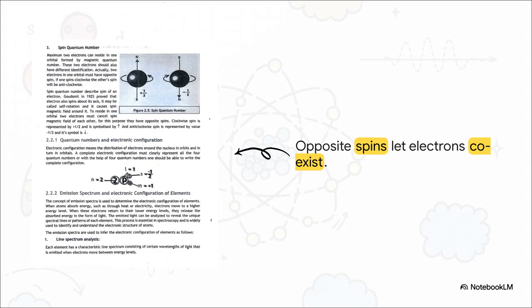Now let's look at the final piece of the address, the spin quantum number. This answers a really big question. How can two electrons share the exact same room without canceling each other out? Well, they do it by simply spinning in opposite directions. Back in 1925, scientists proved that electrons actually spin on their own axis, and that creates a tiny magnetic field. Because electrons are negatively charged, putting two of them in the same orbital should mean they repel each other violently. But if one spins clockwise, giving it a positive 1/2 value, and the other spins counterclockwise with a negative 1/2 value, their magnetic fields perfectly cancel each other out. It's a really elegant solution that allows exactly two electrons to peacefully coexist in a single orbital space.